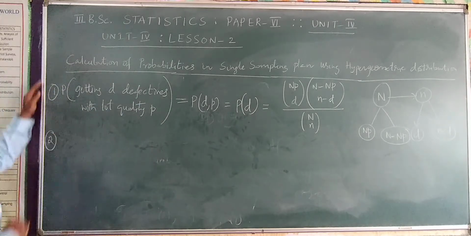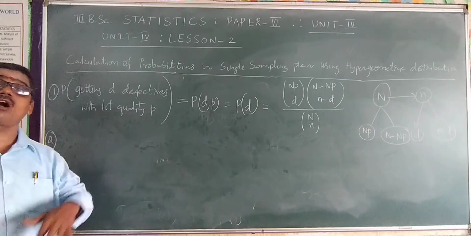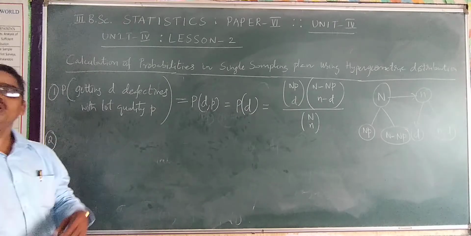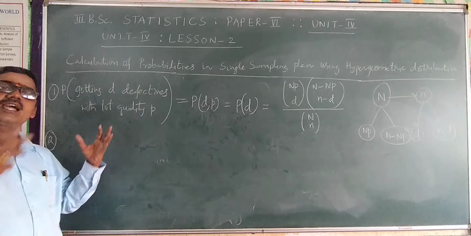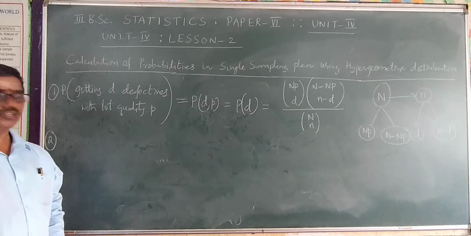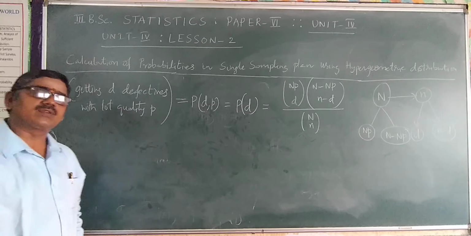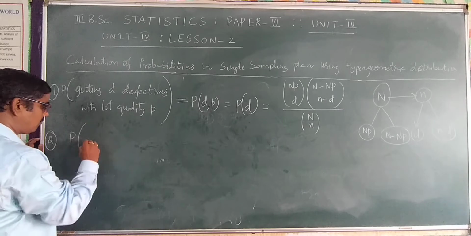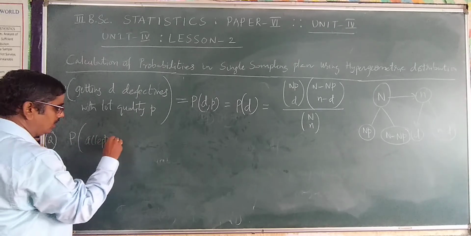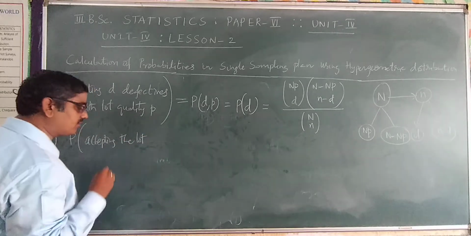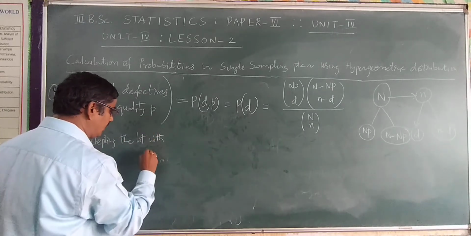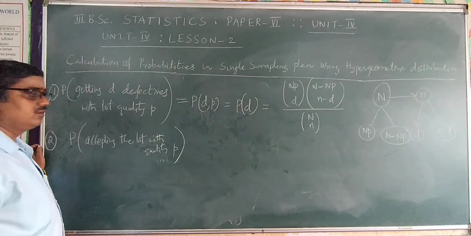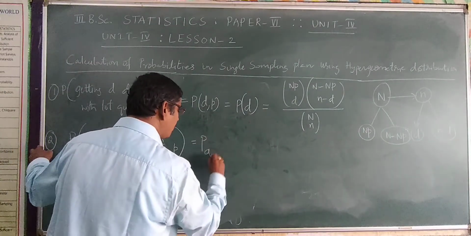Now, if you want to calculate the second one, what is the probability of accepting the lot? The second important point is that if you calculate two particular probabilities, that will be enough to know the entire single sampling plan. So you have to calculate the second one as well. What is that? The probability of acceptance, that is, the probability of accepting the lot. Always we consider a lot with quality small p, which is denoted as capital PA.